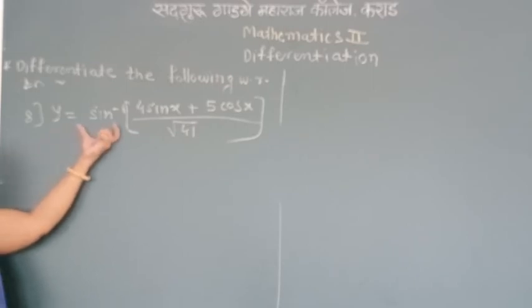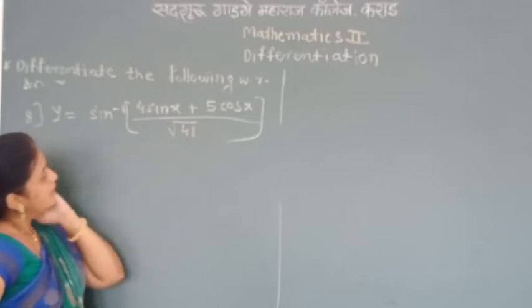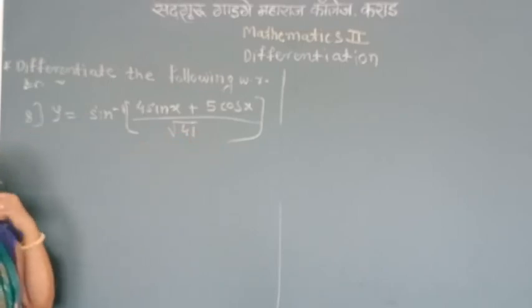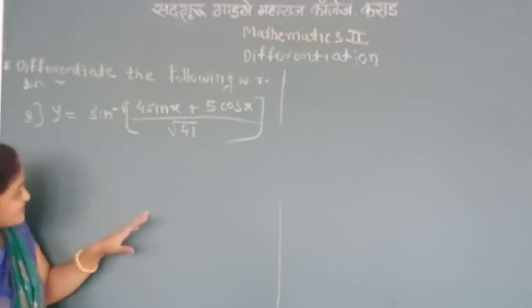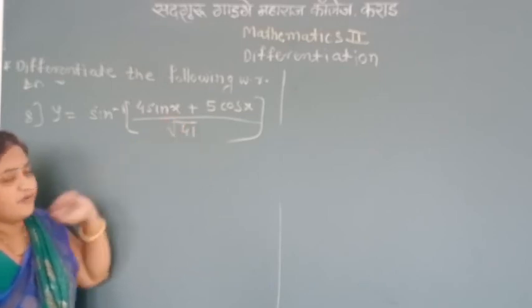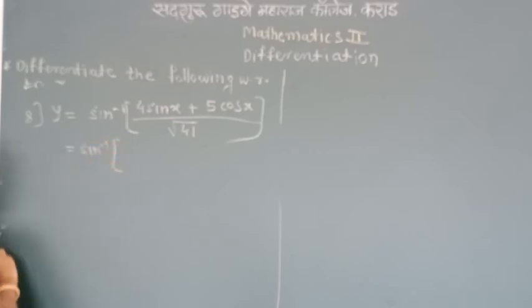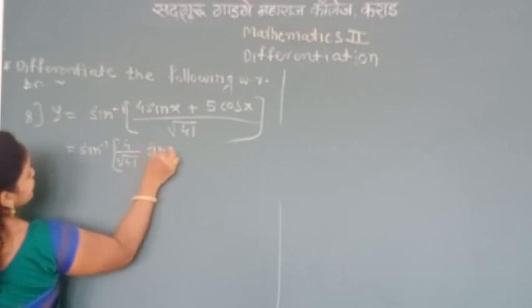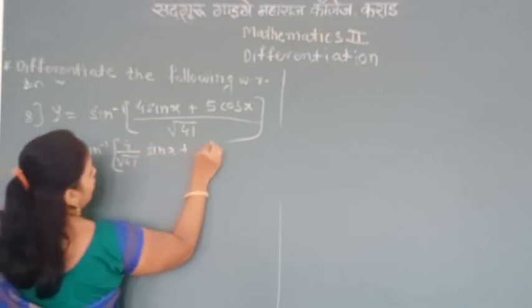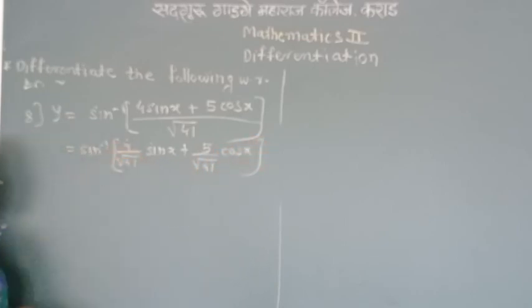So again here, sin inverse term, our aim is to convert this term into sin or cos. But we do not have any formula to convert 4 sin x plus 5 cos x into sin or cos. As well as here, the denominator contains square root of 41. Suppose first we separate the denominator: sin inverse of 4 upon square root of 41 multiplied by sin x plus 5 upon square root of 41 multiplied by cos x. That type of question we can solve by the substitution method.